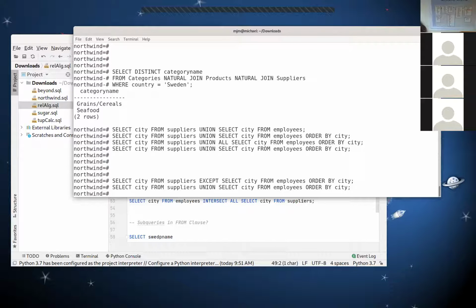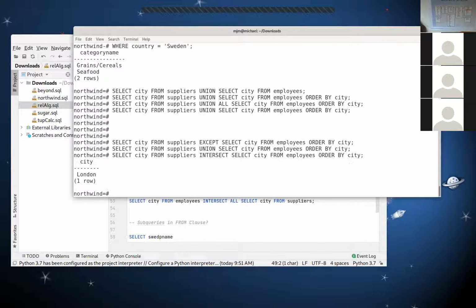Okay, so that's except. If we have union and we have except, then we have already covered all of relational algebra, because with those you can get intersection. But just for the sake of keeping things full here, let's do intersect. All right, is that it? It was only London. Huh. Okay, well, we learned something today.